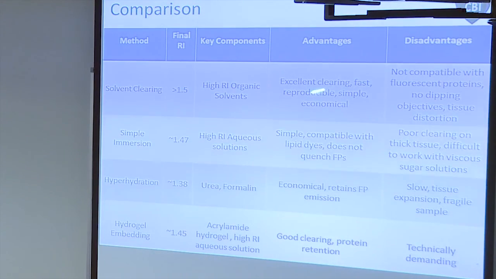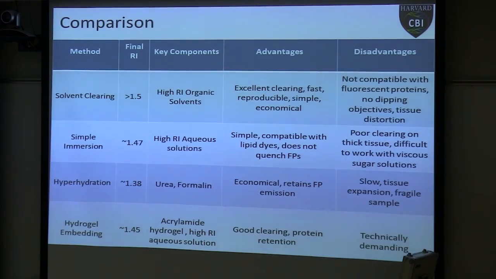So if we just take a quick comparison of these, solvent-based clearing gives you really, really good clearing. It's really fast and reproducible. It's easy, it's economical. But there's a few problems with it. One, it's not compatible with fluorescent protein. So if you have fluorescent protein in your sample, once all of the water comes out of that sample, it denatures the chromophore of your fluorescent protein. You don't get fluorescence anymore.